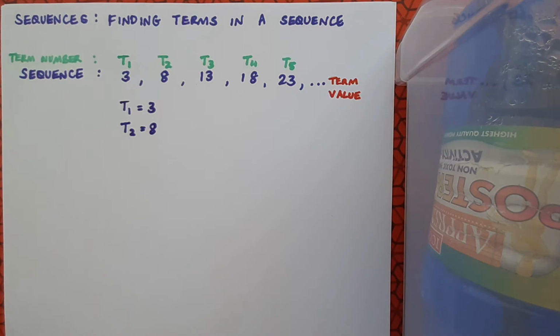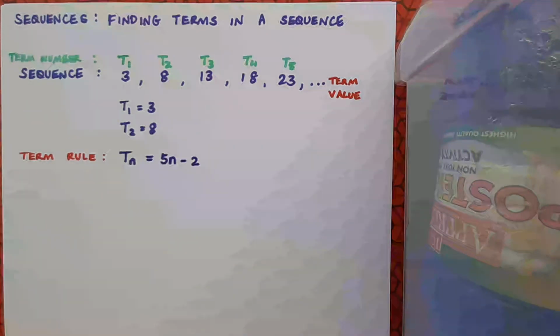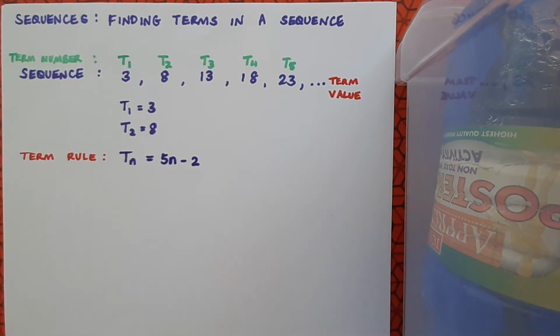There's a connection between the term number and the term value, and this is called the term rule. The term rule is often called Tn. The term rule for this particular sequence is 5n minus 2, and in a later video we'll look at how to find the term rule. Right now we're just going to look at how to use it.